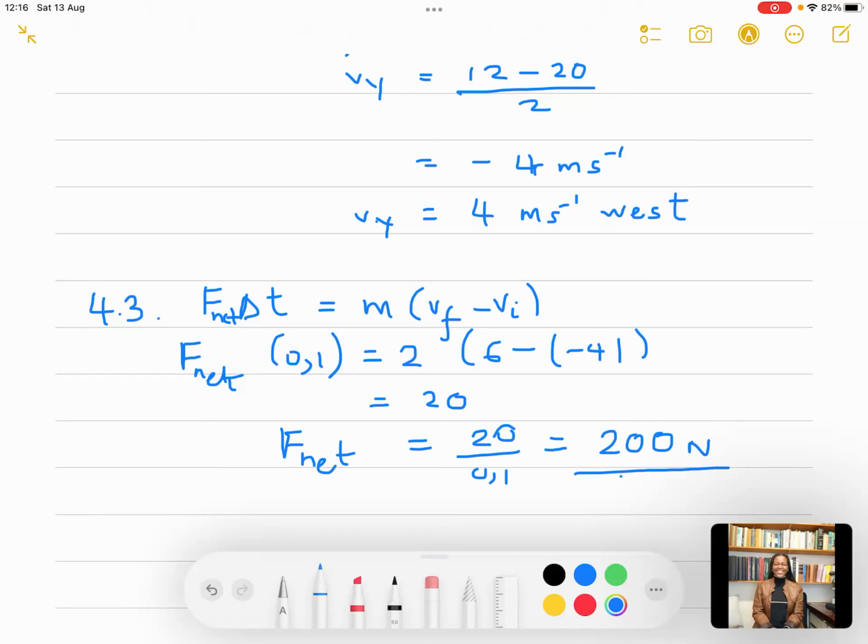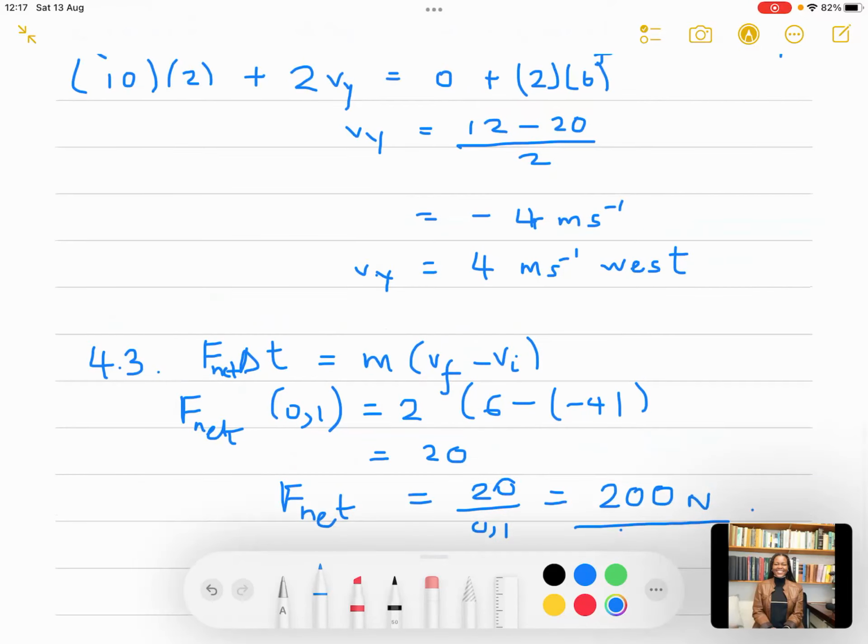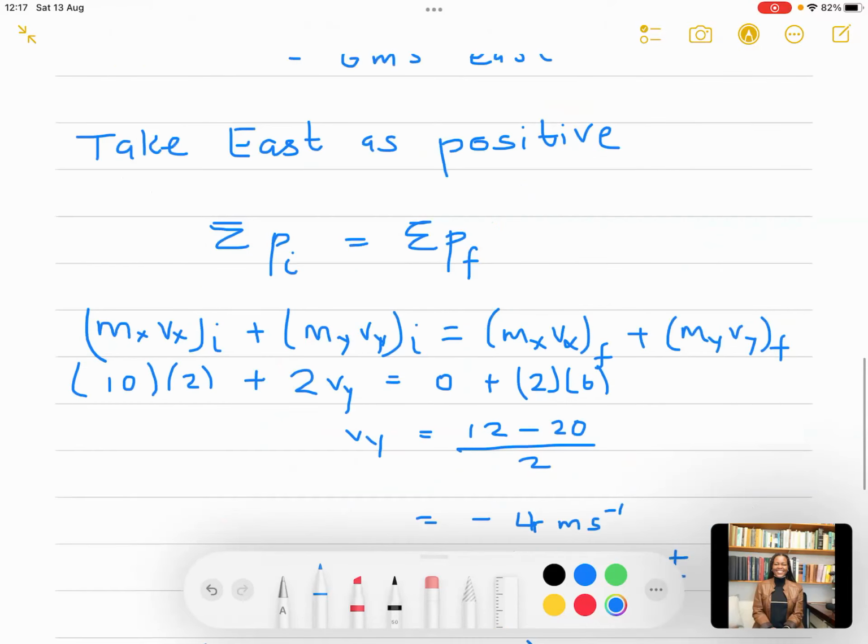All right, calculate the magnitude of the force that ball X exerted on ball Y. So the magnitude is just 200 newtons. Okay, do you have any questions on this part? Okay, so I'm going to just stop here. I'm just waiting if there's any questions.